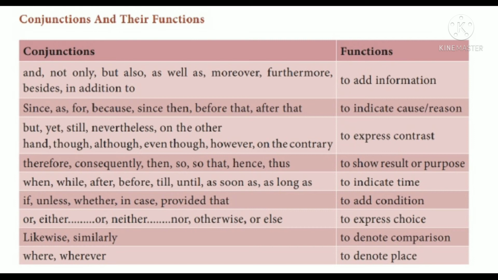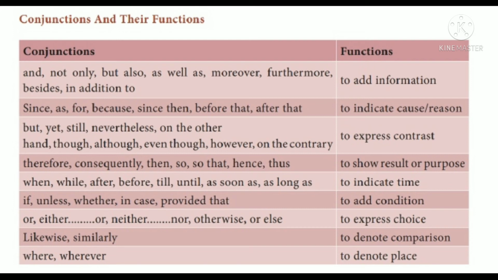Next one, for indicating the time, that is when, while, after, before, till, until, as soon as, as long as. If you want to indicate time, this particular set of conjunctions can be used. Next one is to add condition, that is if, unless, whether, in case, provided that. When you want to add some conditions to the sentence, we can use this type of conjunctions. Next one is to express choice, that is or, either or, neither nor, otherwise, or else.